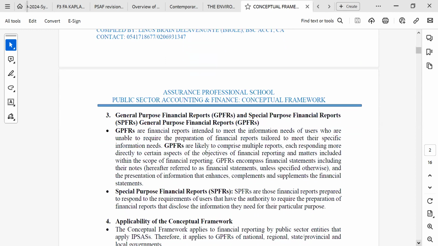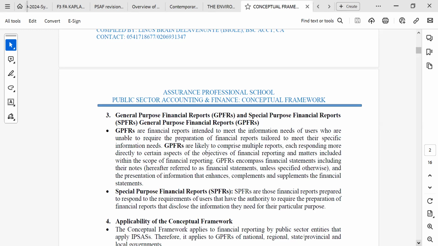So the general purpose financial reports are financial reports intended to meet the information needs of users who are unable to require the preparation of financial statements tailored to meet their specific informational needs. So I've explained that already. The general purpose financial reports are likely to comprise multiple reports, each responding more directly to certain aspects of the objective of financial reporting and matters within the scope of financial reporting. So this includes financial statements and their notes. All those things that they are saying are just to define the points more.